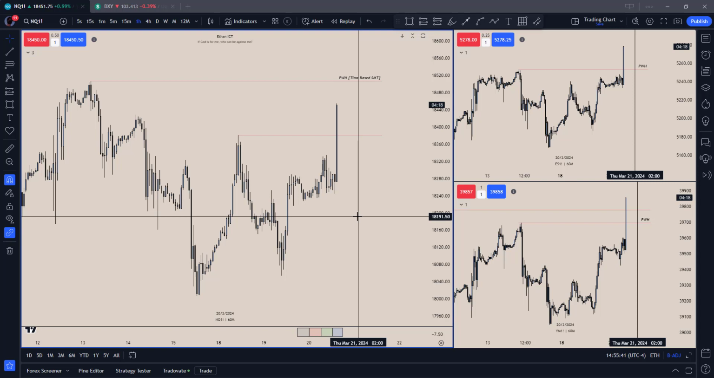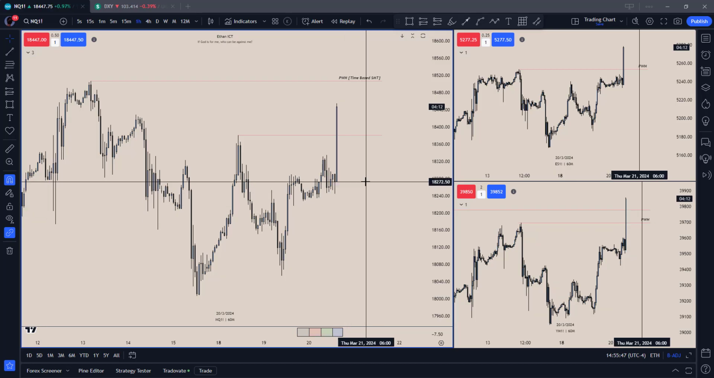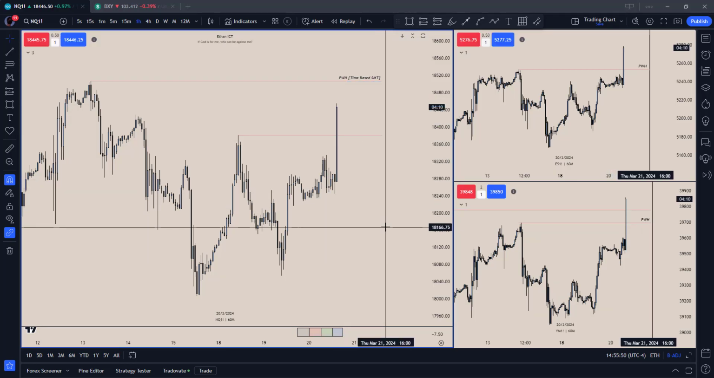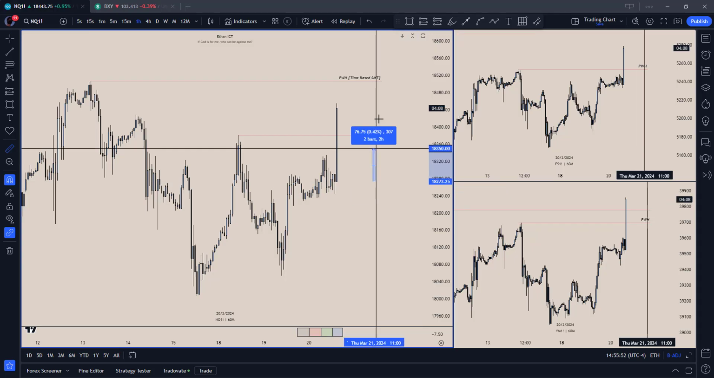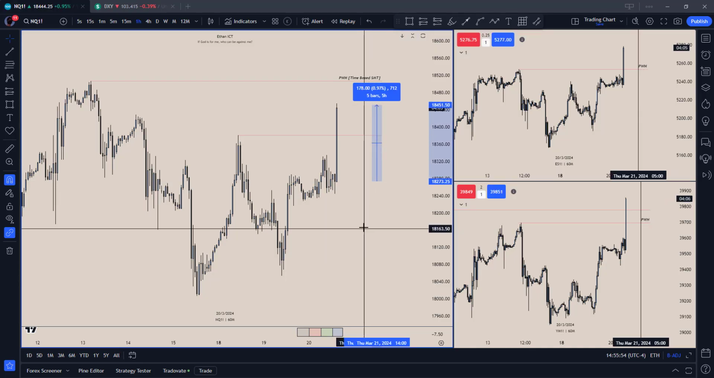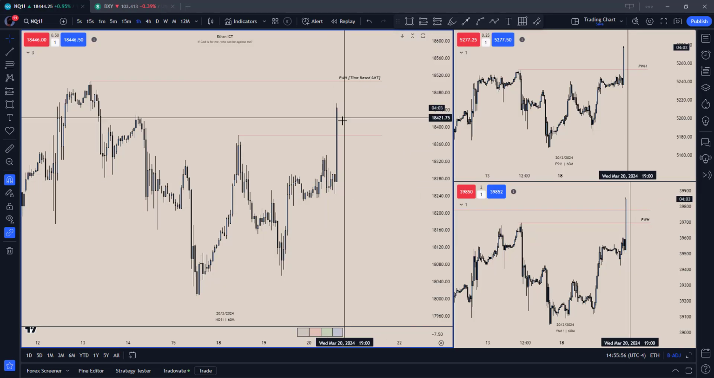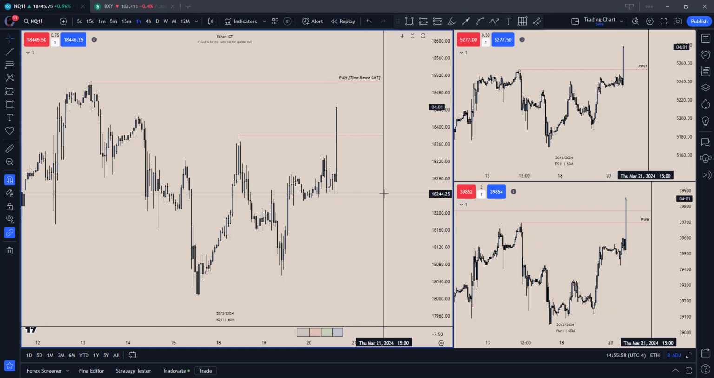I wouldn't be too eager to enter on this because we've already had a massive displacement. I think this was the move right here, to be honest. So that's a 200-point move. I don't know if you guys would want to still look for trades after that. Pretty big expansion.